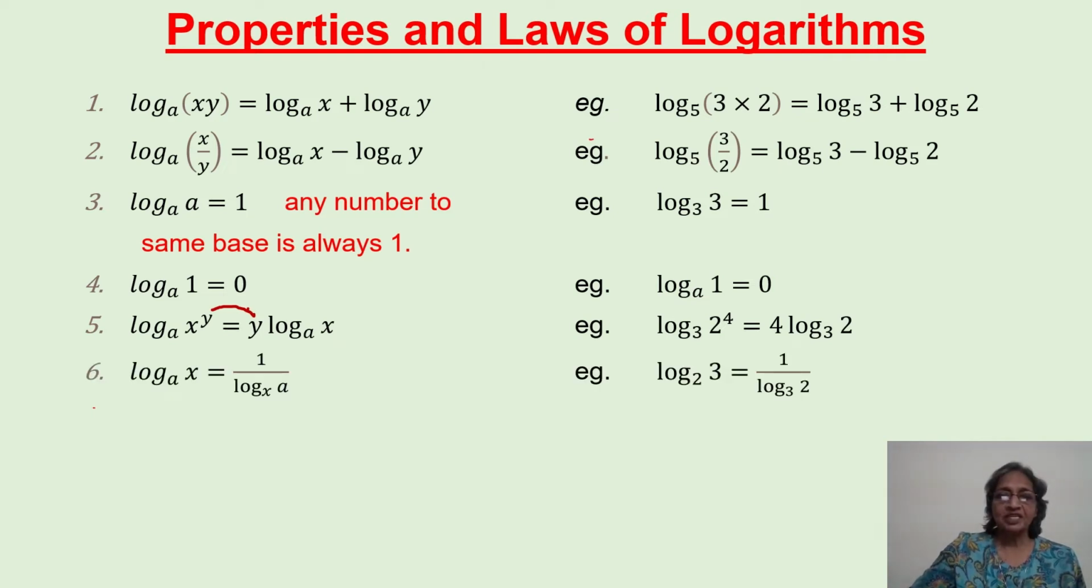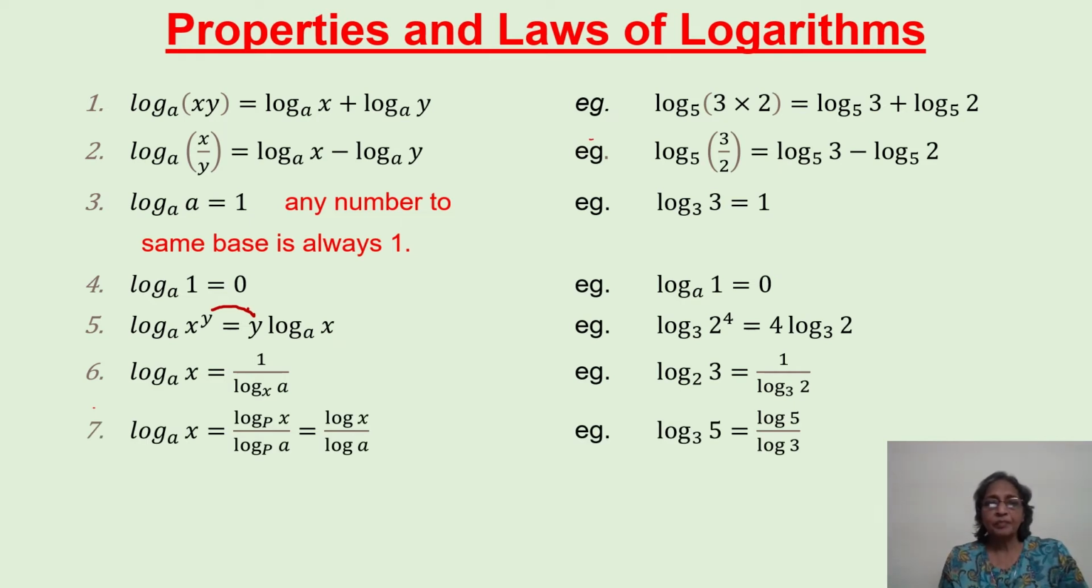Our next property, log of x to the base a. Now it is the log of a number x to the base a. In the reciprocal, the a and the x change their positions. So this becomes log of a to the base x. Example, log of 3 to the base 2 will become log of 2 to the base 3.